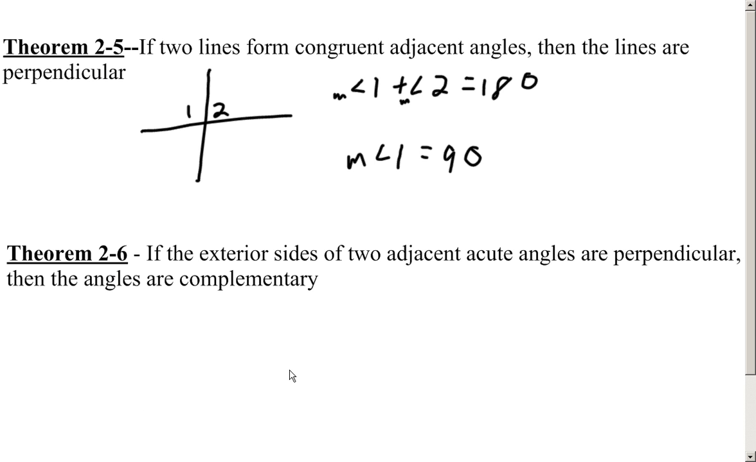Theorem 2.6 says if the exterior sides of two adjacent acute angles are perpendicular, then the angles are complementary. So what it's saying is if I have two acute angles right here, and I'm told that these two lines are perpendicular, which means we have 90 degrees here, then angle 1 and angle 2 are complementary. It's really only a two or three step proof here, just because any two angles that add up to 90 degrees are complementary. And angle addition says that this angle plus this angle equals this angle, which happens to be 90. So these are complementary angles.